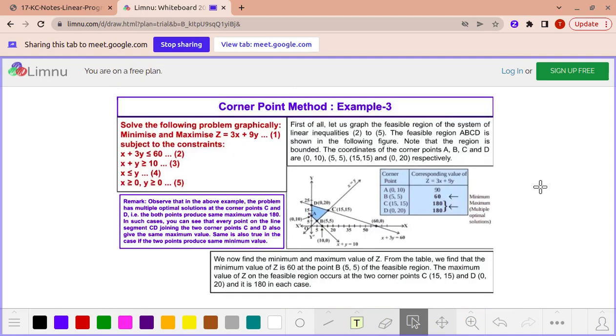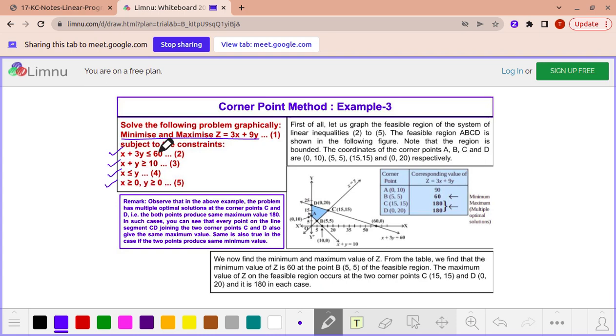Okay, so here the question is that we need to find the minimum and maximum value of the objective function 3x plus 9y. So we need to minimize and maximize z equal to 3x plus 9y subject to the constraints x plus 3y less than or equal to 60, x plus y greater than or equal to 10, x is less than or equal to y, and x greater than or equal to 0, y greater than or equal to 0.